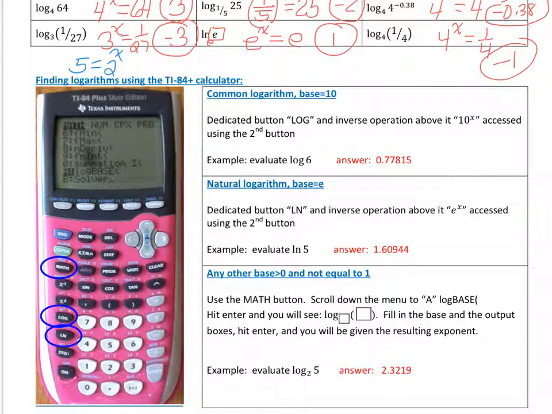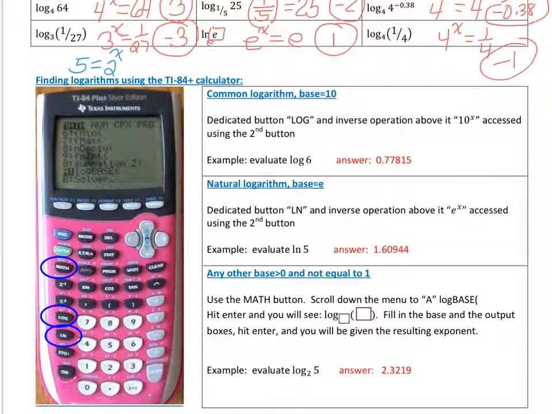All right, so let's start with the common log. The common log button is right here on the TI-84 Plus graphing calculator. So it's LOG, capital LOG, and right above it is its inverse operation, which is 10 to the x. So if you wanted to take the log base 10 of something, you would just hit this button. And if you wanted to access the inverse operation, then you would use the blue second key and then hit the log button.